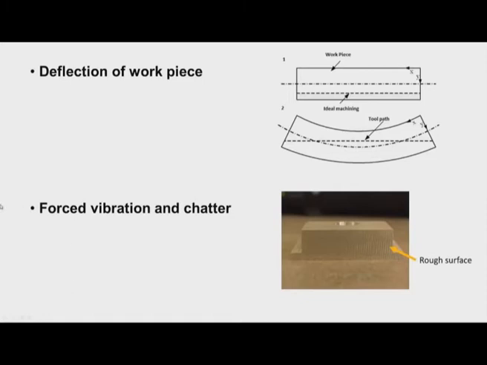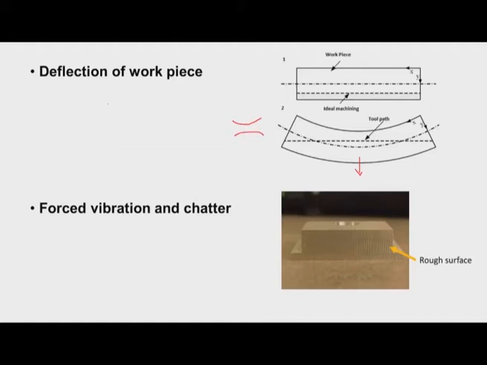Then, because of deflection of the workpiece, inaccuracy is also introduced. Because of the self weight of the workpiece, we can see it has some sag. This is the ideal machining when there is no bending of the workpiece, but actually when it bends like this and we take the cut, once the workpiece is removed from the machine tool, you may get a shape like this.